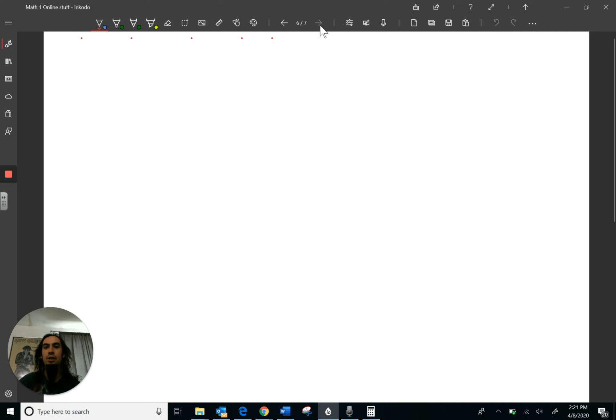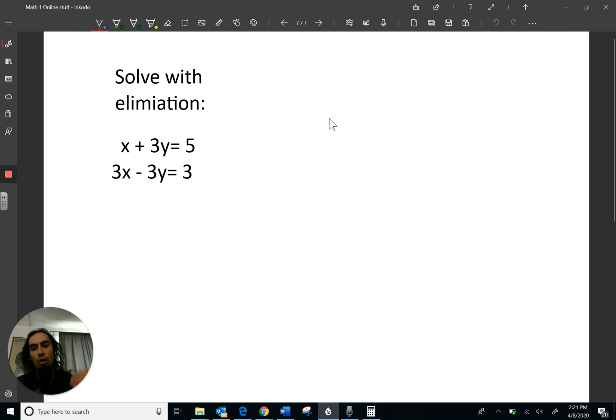Okay, last example. This one I'm actually going to solve all the way using the elimination method. And I'm going to use the techniques that we just did, but now I'm going to go further to continue to solve. So it does not say add or subtract, so we have to actually decide what we're going to do. Should we add them or should we subtract them? Well, let's think about this.